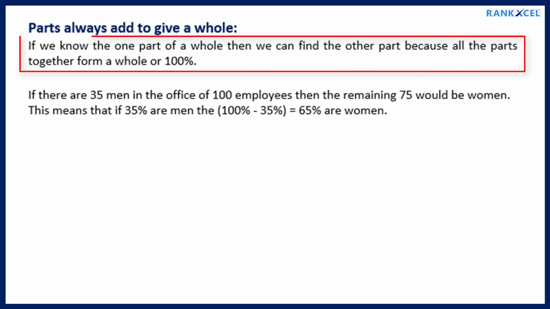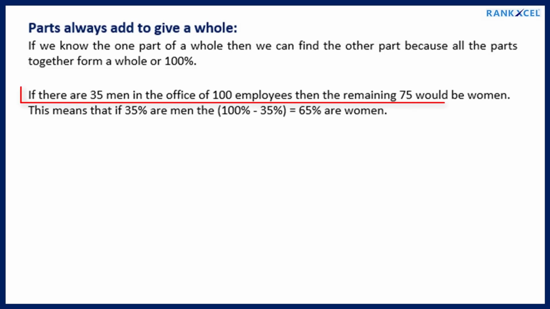Parts always add to give a whole. If we know one part of a whole, then we can find the other part because all the parts together form a whole, or 100%. If there are 35 men in an office of 100 employees, then the remaining 65 would be women. This means that if 35% are men, then 100% minus 35% equals 65% are women.